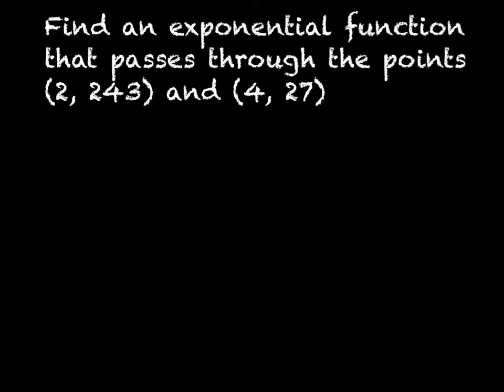Find an exponential function that passes through the points (2, 243) and (4, 27). So we'll start out with our formula for exponential functions. y equals a times b to the x. And I'll just plug in our numbers into these functions to see what we get.